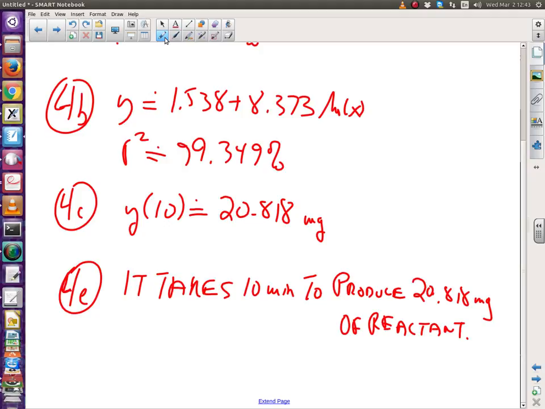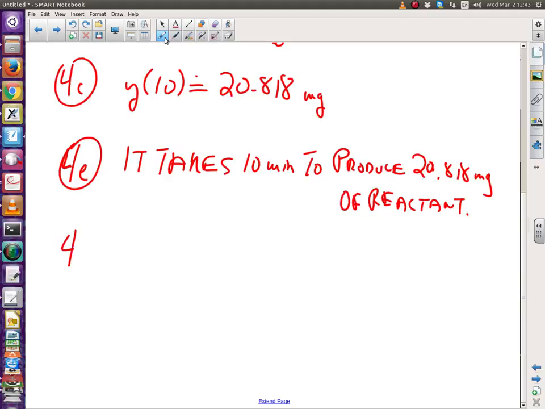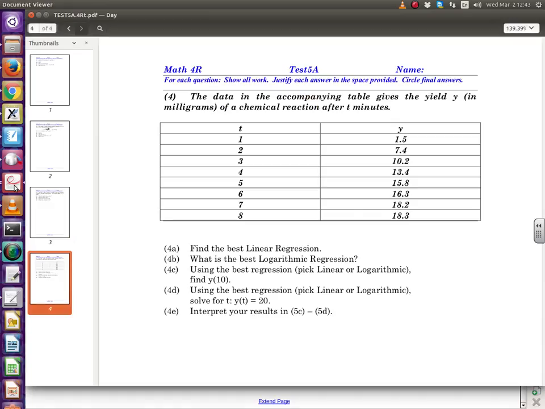So now, what is 4D saying? Use the best regression, again, it's going to be the log in this case, to solve the equation y of t equals 20. So notice, we're not plugging 20 into y. We're making y 20 and solving for t or x on the calculator. So this is really easy. To do this on the calculator, all you do is this, right?